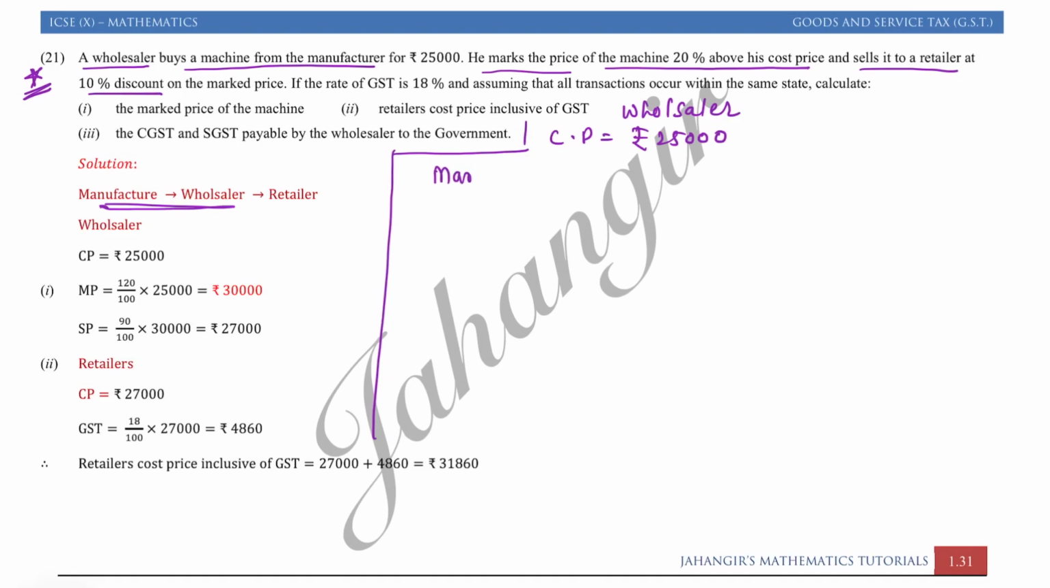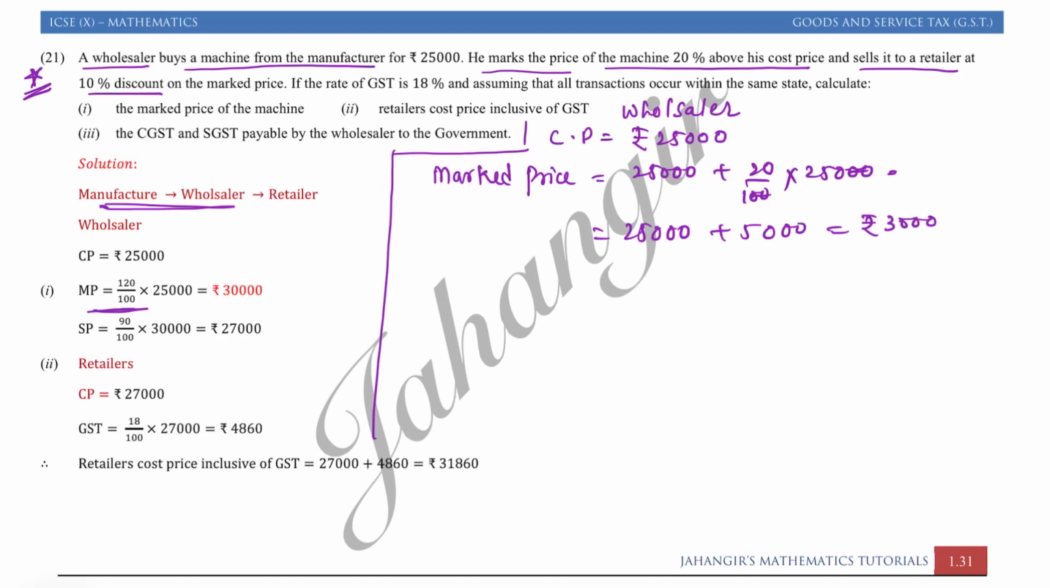So mark price is, he had increased the price by 20%. So on 25,000 he had increased the price by 20%. Or you can directly take 120%. It's given on your left side. You can take that also. So you will get 25,000 plus 5,000, which is equal to rupees 30,000.